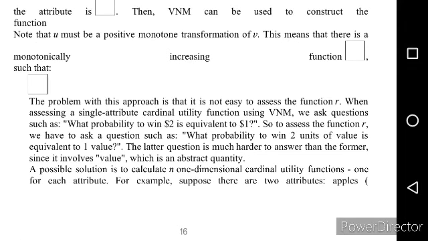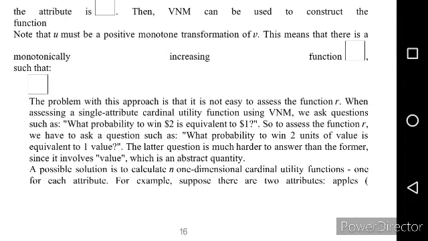The problem with this approach is that it is not easy to assess the function. When assessing a single attribute cardinal utility function using VNM, we ask questions such as what probability to win $2 is equivalent to $1. Otherwise, we have to ask questions such as what probability to win 2 units of value is equivalent to 1 unit of value. The latter question is much harder to answer than the former, since it involves value, which is an abstract quantity.